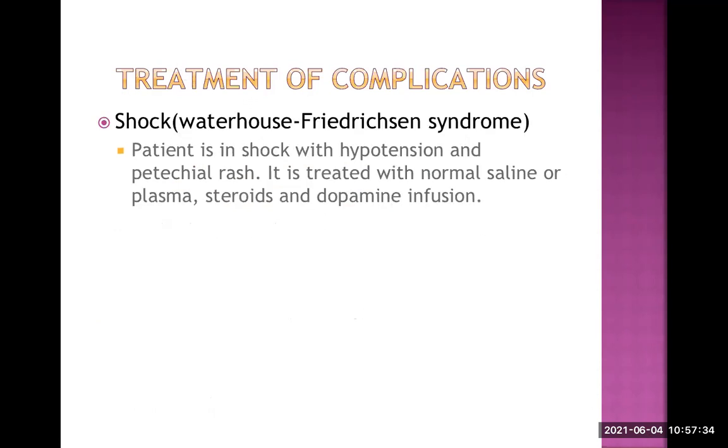Now, if Waterhouse-Friderichsen syndrome is there, then we need to treat specifically for the hypotension, because hypotension is very common as a result of destruction of the bilateral adrenal glands. So you need to treat with crystalloid, that is normal saline, or even with plasma, corticosteroid, or even dopamine infusion. After giving a lot of IV fluids, still if the blood pressure doesn't come up, we can use dopamine. This is the vasopressor agent.